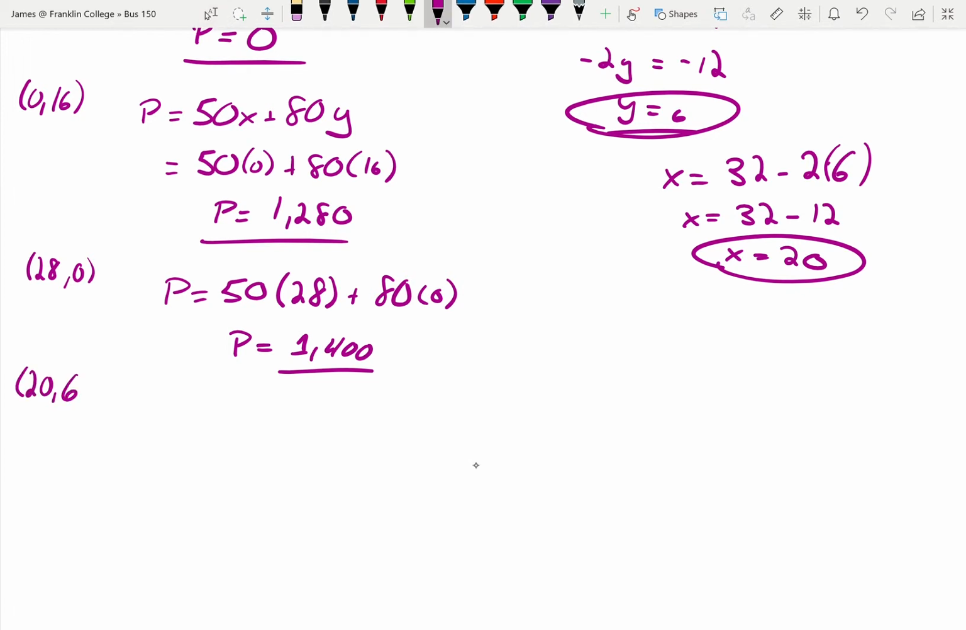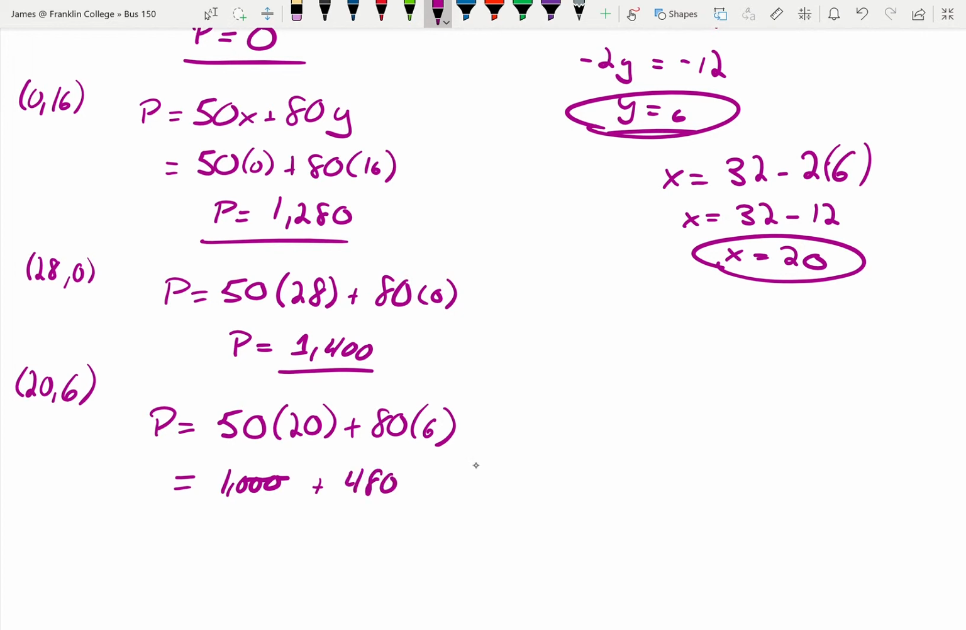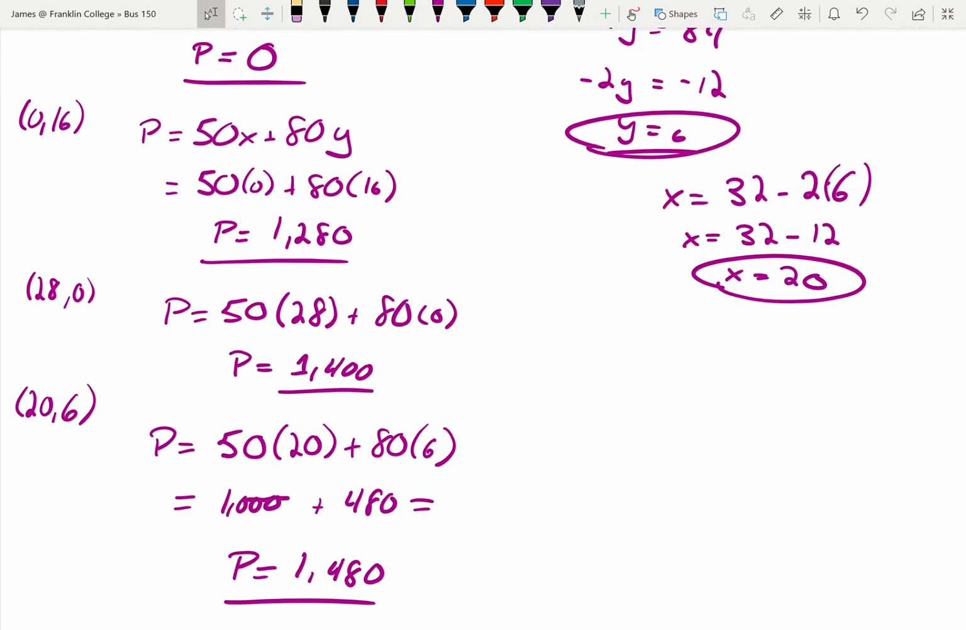(20, 6). We're going to have the profit function be 50 times 20 plus 80 times 6. Alright, so 50 times 20 is 1,000, plus 80 times 6, that's 480. So we're going to get a profit of 1,480. So we have 4 potential points that maximize the profits.